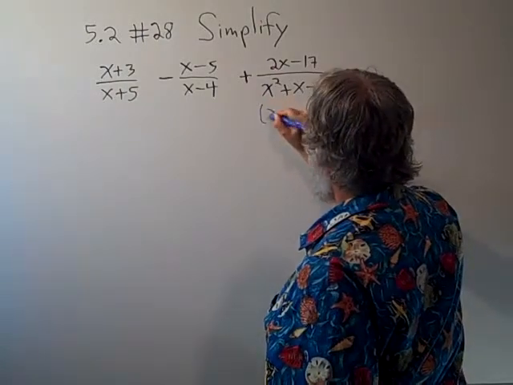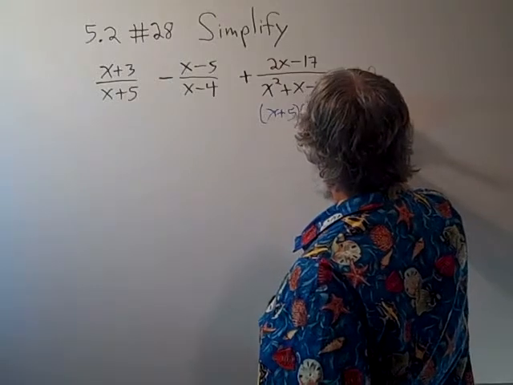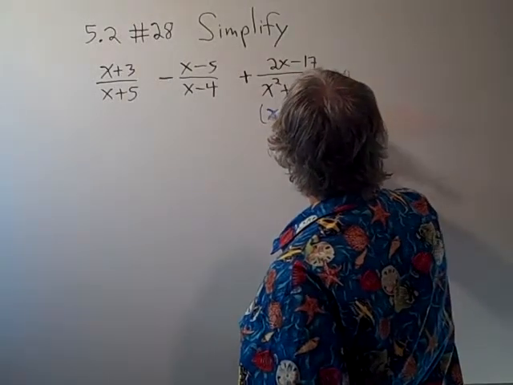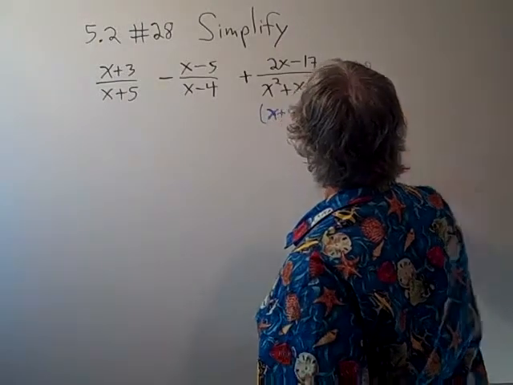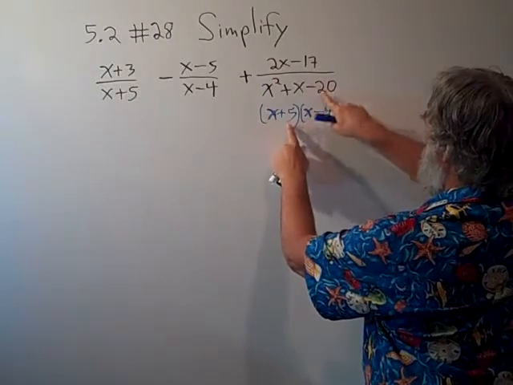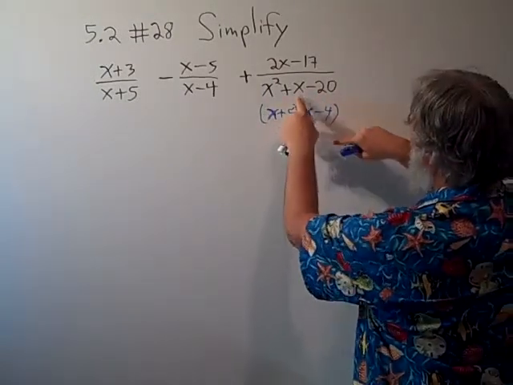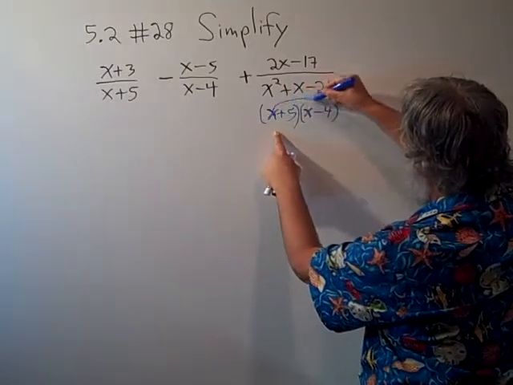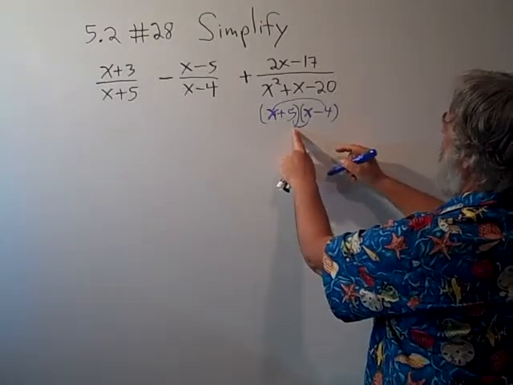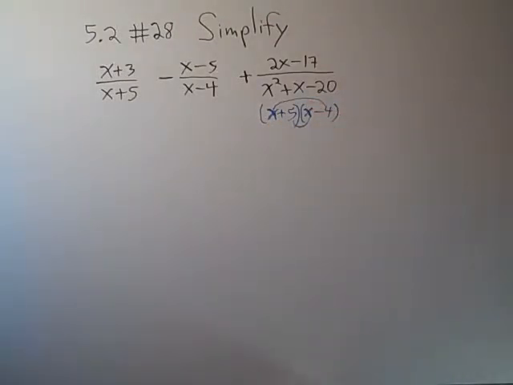For if you multiply x plus 5 times x minus 4, what you get is x times x is x squared. The other end term is 5 times negative 4, which is negative 20. And the middle term comes from the outers plus the inners. So that's 5x minus 4x leaves 1x. So that is the correct factorization.